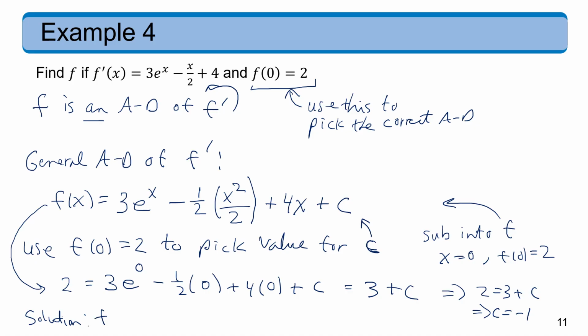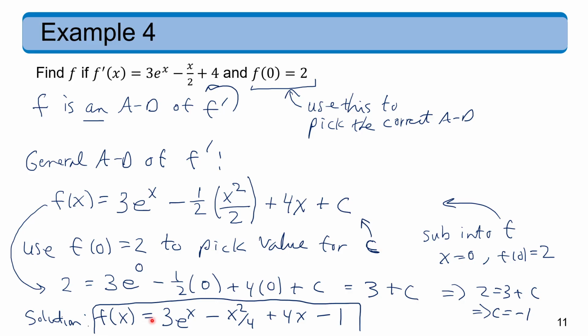F of x equals, now I'm going to copy the formula for the general antiderivative, 3e to the x. This next term I could write as minus x squared over 4, and then plus 4x. Now here's the plus c, we're going to replace it with -1. And now we have our answer.